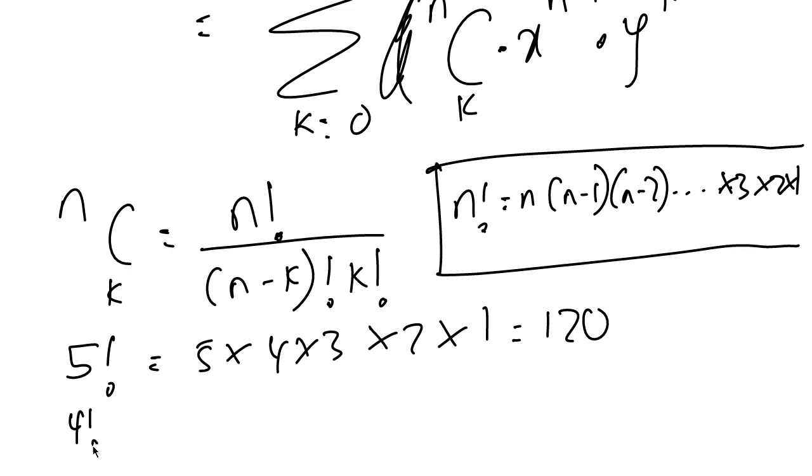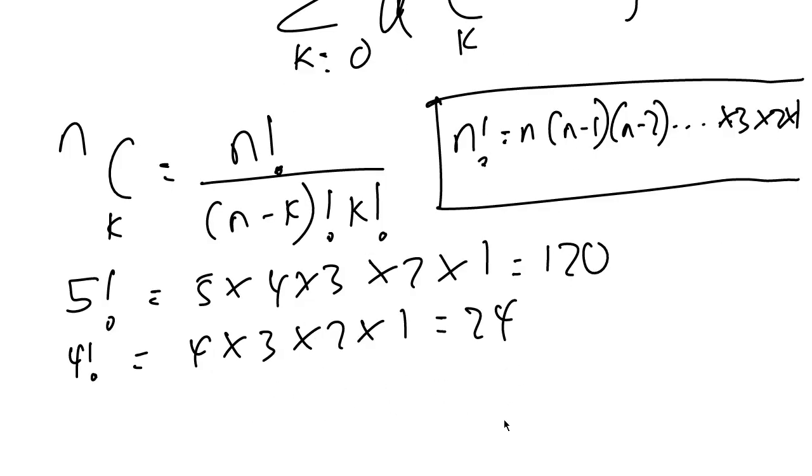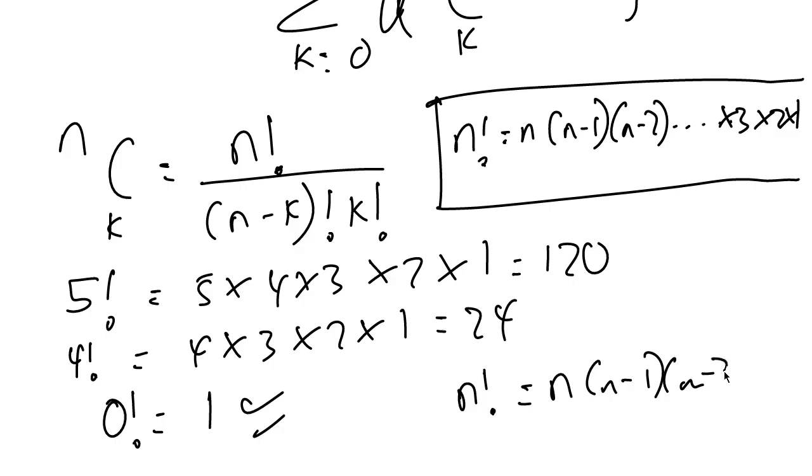So can you tell me what 4 factorial is? Pause and attempt. What is it? So it's 4 times 3 times 2 times 1. 4 times 3 is 12, times 2 is 24. And then it is also very important to note in this expansion that 0 factorial is 1. And this idea came from where? You know that I said n factorial is equal to n times (n minus 1) times (n minus 2) down to 3 times 2 times 1.